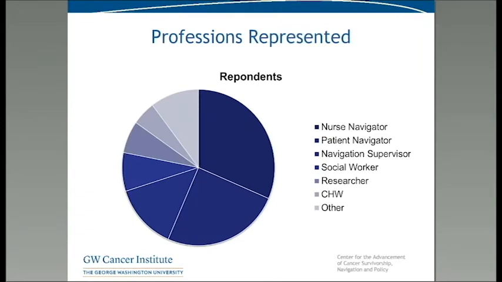This shows the breakdown of respondents. For respondents who answered the demographic questions, there were about a third of respondents who indicated they were nurse navigators. About a quarter of respondents indicated they were non-clinically licensed navigators, and about 8% said they were social workers. About 16% indicated that they were a navigation supervisor, and all of the other categories were significantly less than 8%.